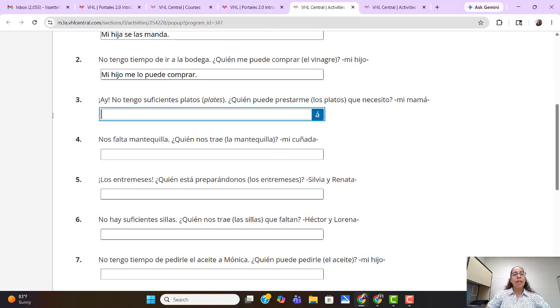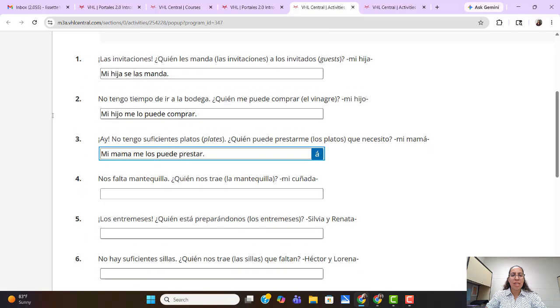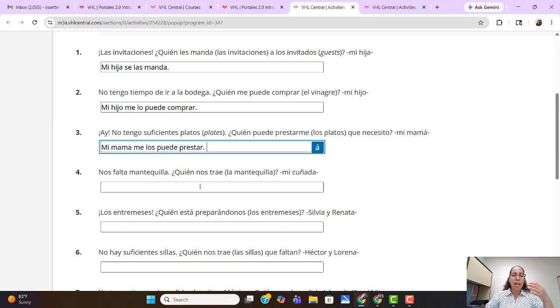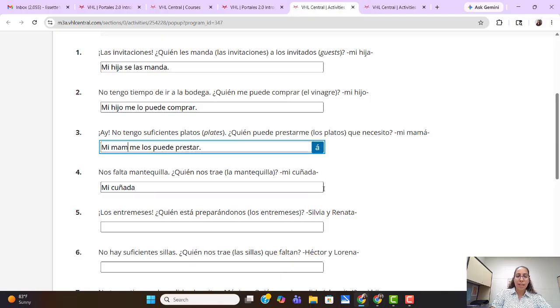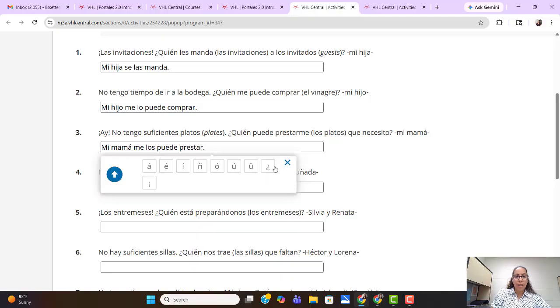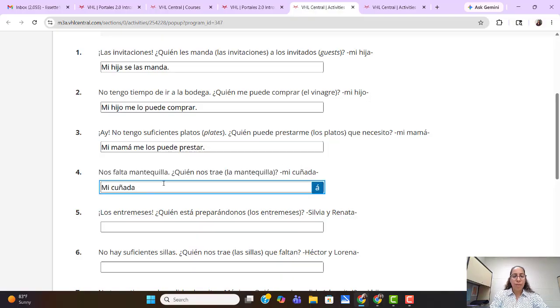Okay. Ay, no tengo suficientes platos. ¿Quién puede prestarme los platos que necesito? Mi mamá me los puede prestar. I'm not a fan of attaching my pronouns, as you can see. I think it's easier to see when they're not attached. So, nos falta mantequilla. We're lacking butter. ¿Quién nos trae la mantequilla? Mi cuñada. And I know I'm missing my accent here on mamá. So let me just add that. That's a small detail. Mi cuñada nos la trae.